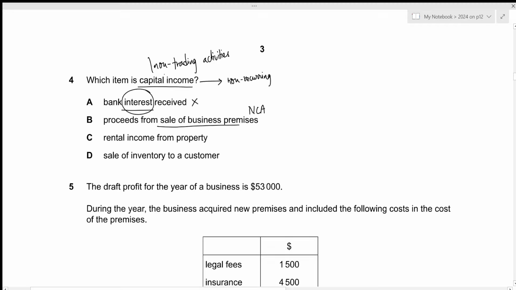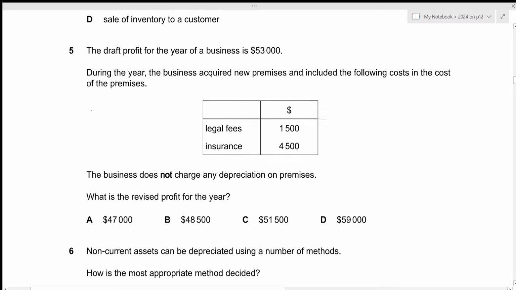This is a non-trading activity because the major income source of any business is trading or selling the goods. And in this case, we're talking about selling a non-current asset. So that is completely different, which falls under non-trading activities and its nature, non-recurring. We do not sell non-current assets frequently. It means that the correct answer we're looking for is option B. That's all for the fourth part. Let's move towards the fifth question.